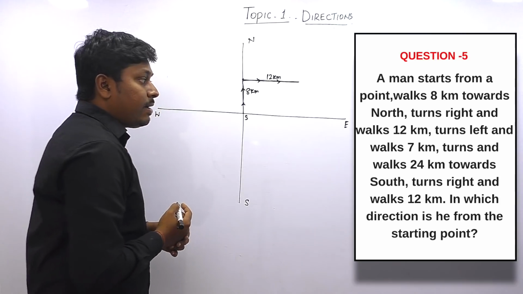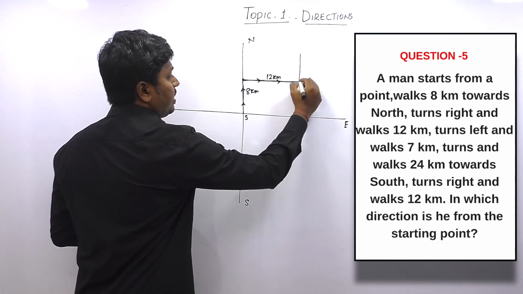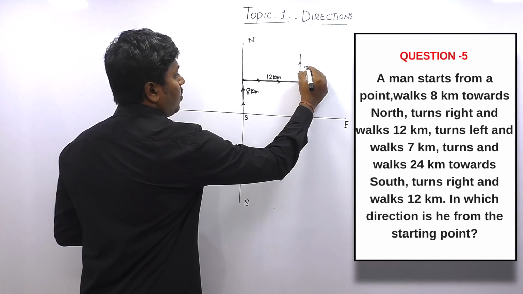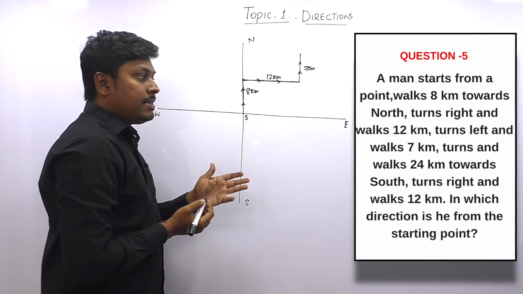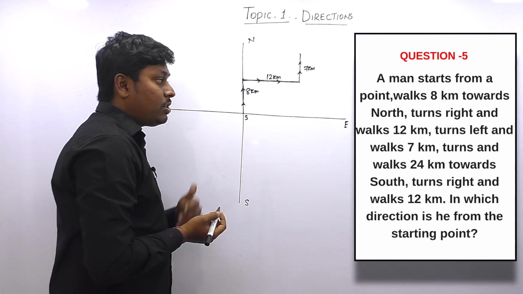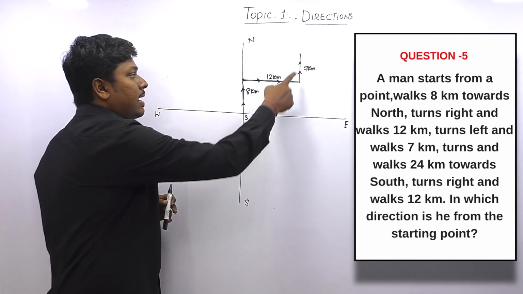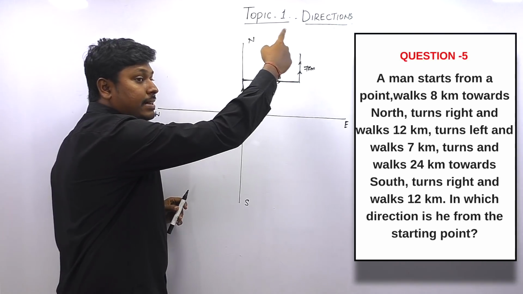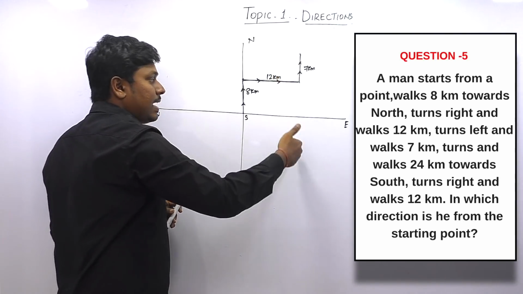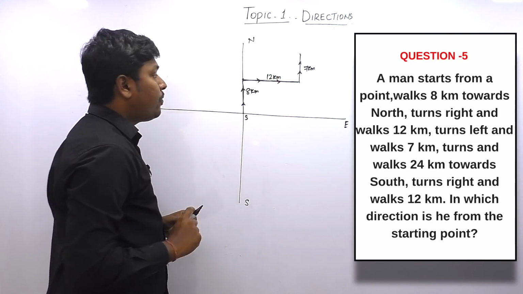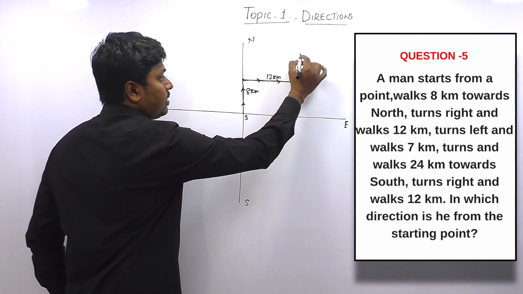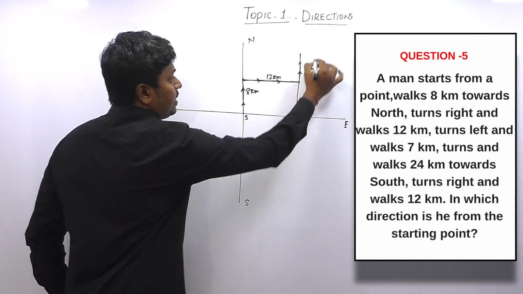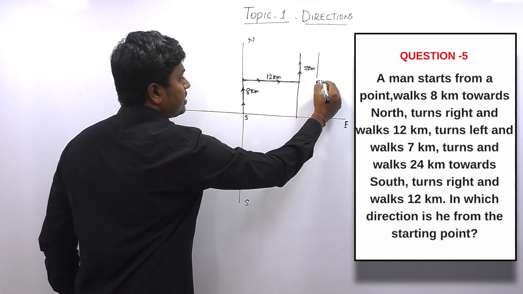And turns left and walks 7 kilometers. So from here he is turning left and walking 7 kilometers. And the next point is turns and walks 24 kilometers towards the southern side. So listen here, after walking this point, he is again turning to the southern direction. So in this direction, he is walking 24 kilometers. So we already know that this total distance will be 15. So this will be 15 kilometers total distance.